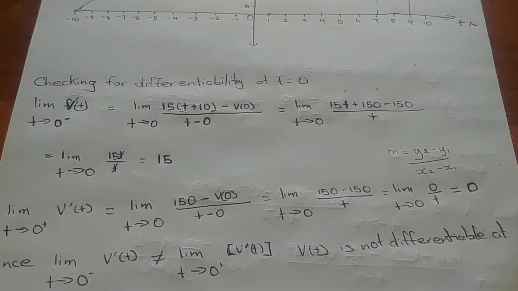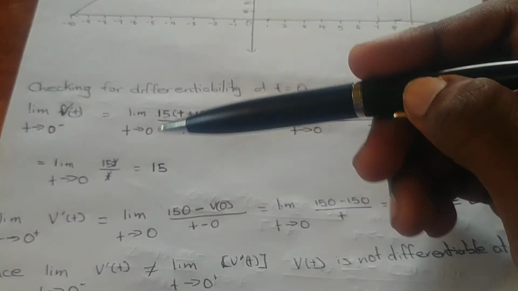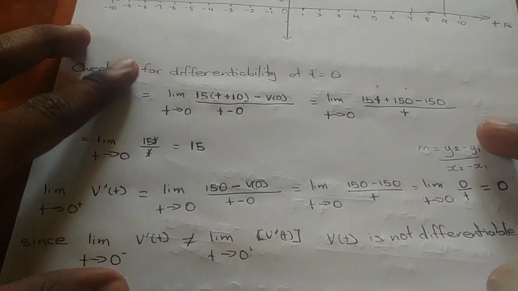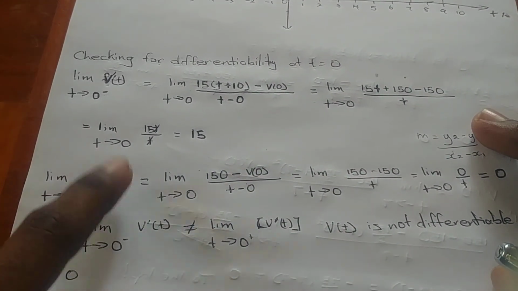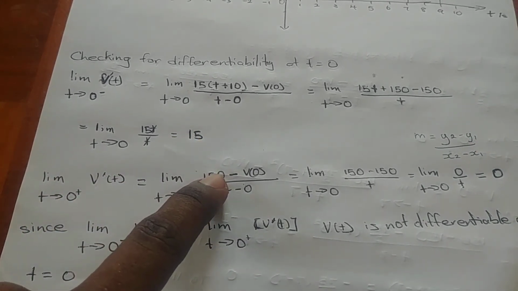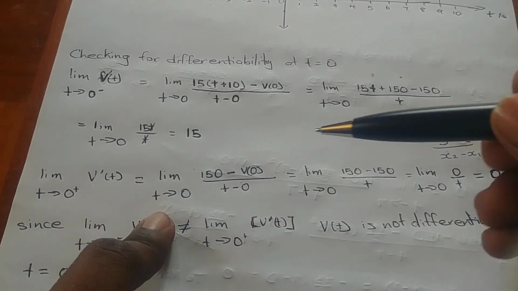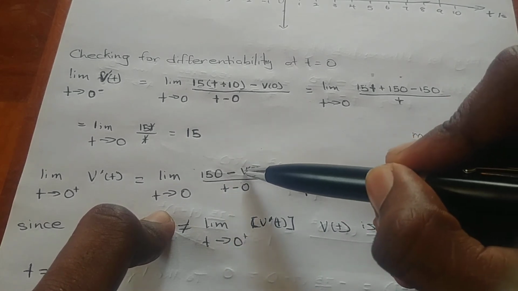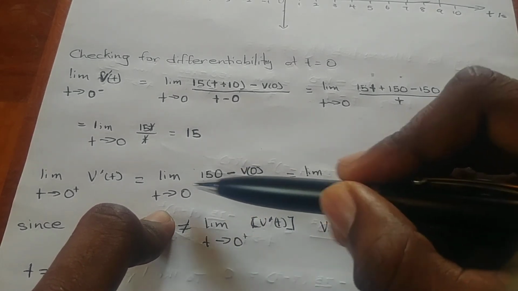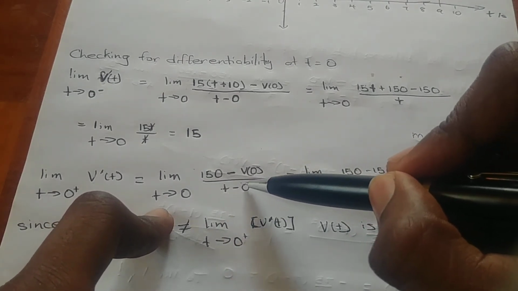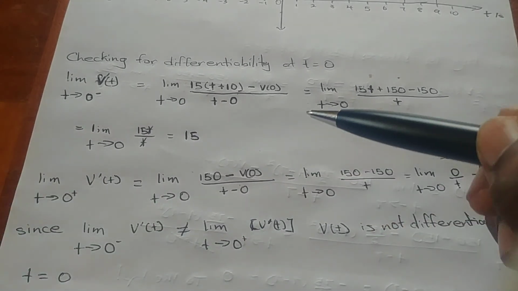All this to say, when you approach from the left, the gradient is 15, which is the gradient of this line there. Now, when you approach from the right of our gradient v prime t, we're using the function 150. So the limit is equal to 150, that's y2, minus v of 0, which is y1, over x2, that is t, minus x1, which is 0.